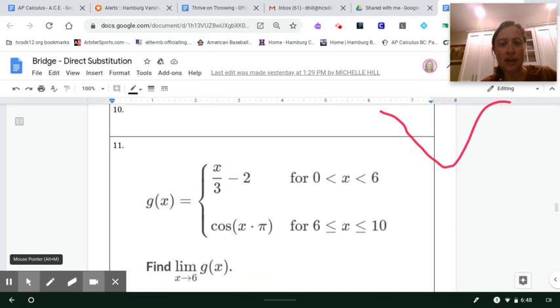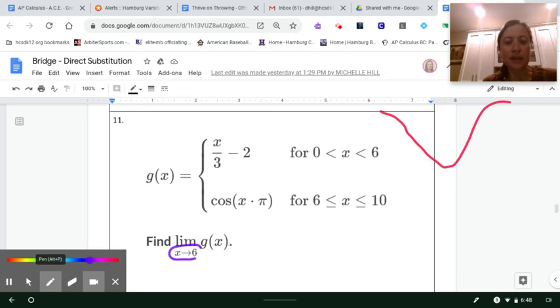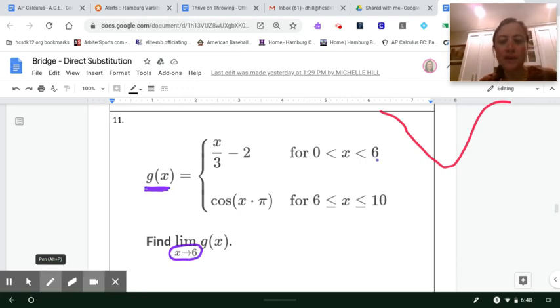Let's try a piecewise function. I want the limit as x approaches 6 of g of x. So here's my function g of x. You'll notice 6 is the breakpoint. They always ask you the limit at the breakpoint. That's kind of the key.